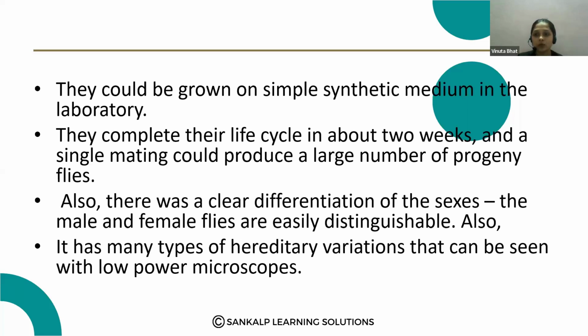So it is easy to do experiments within a year. They can do many experiments, many generations. It is easy to grow many generations within a year. And a single mating could produce a large number of progeny flies. So from a single mating, the organisms produce a large number of progeny flies.